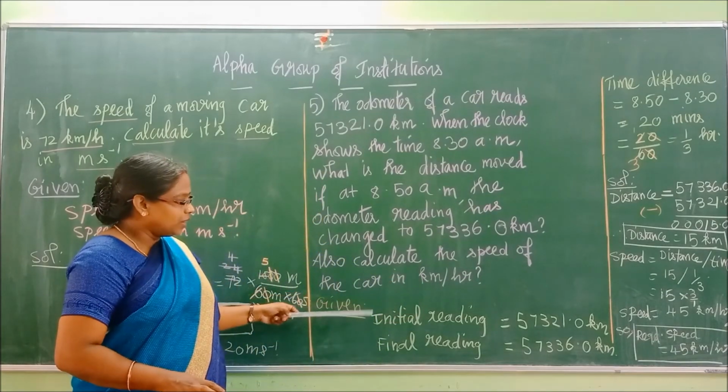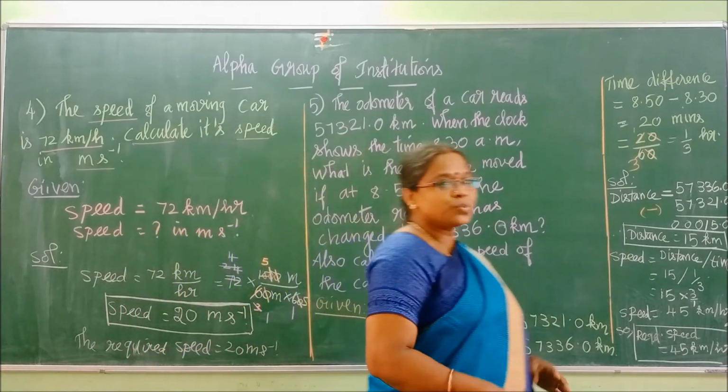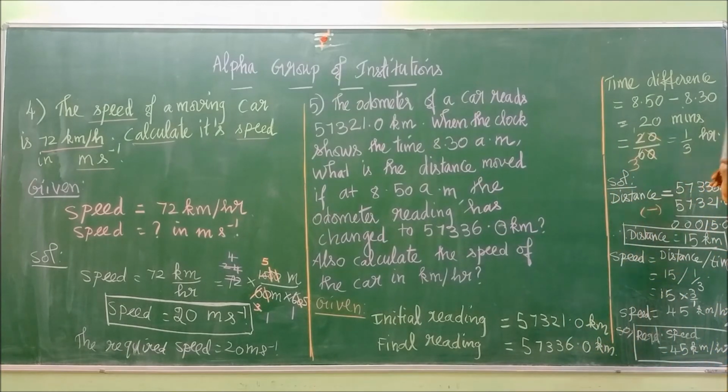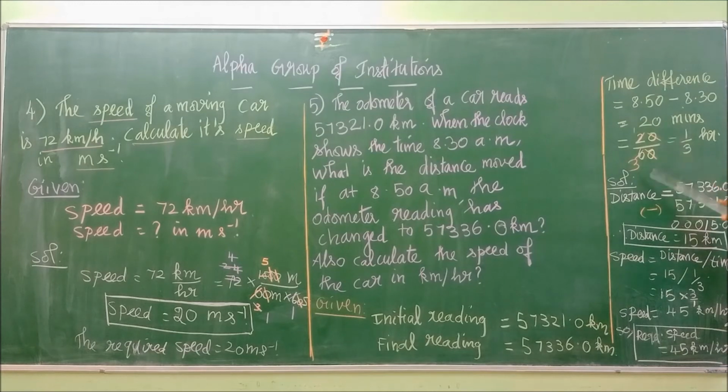Okay. Now given the initial reading, final reading, time difference we need to find: 8:50 minus 8:30. So you will get 20 minutes. Here the values are given in hour, so time must be in hour. So 20 minutes by 60. Already we have done this in the beginning sums. So you can strike out straightly, you will get 1/3 hour. So distance you need to find.